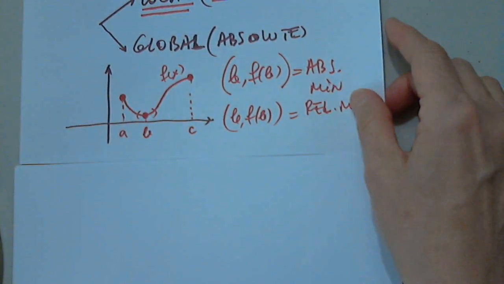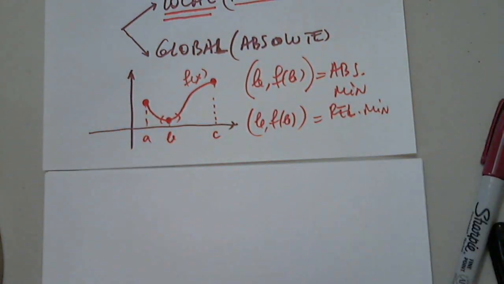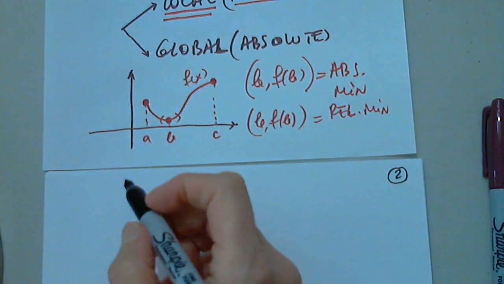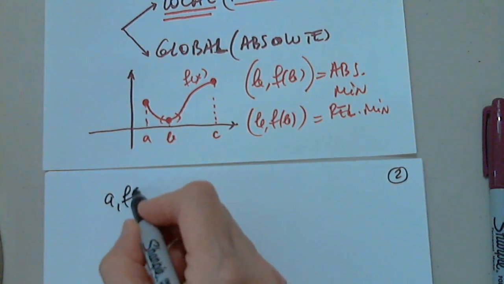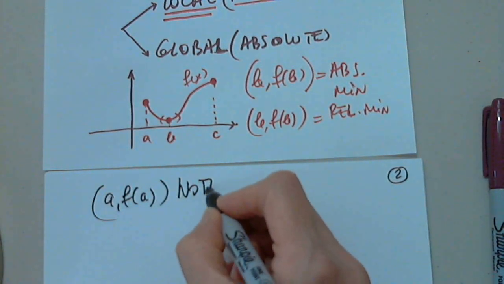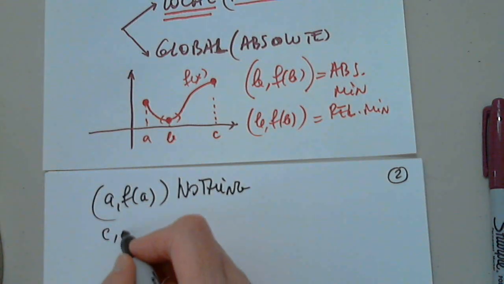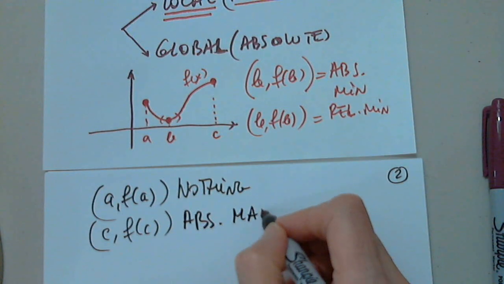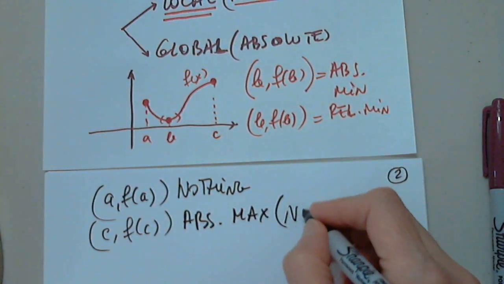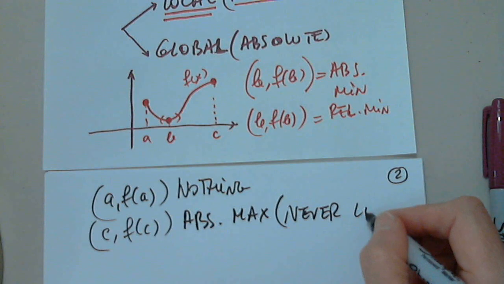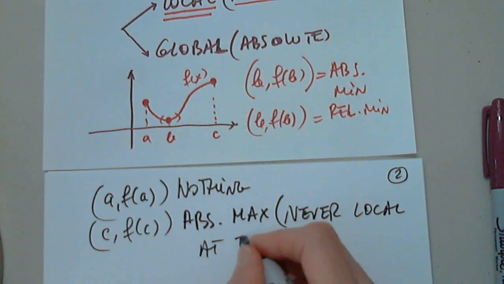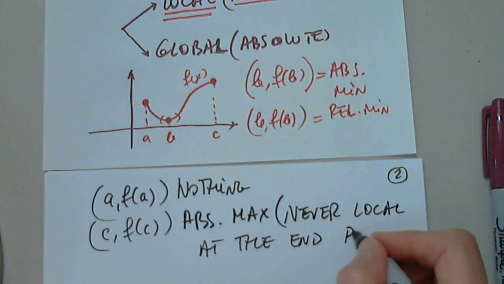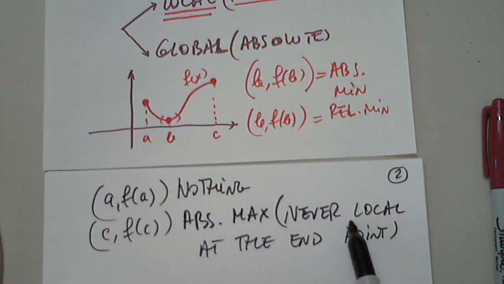So I'm going to write, that's my page 2. So a, f of a, nothing. c, f of c, absolute max. You don't have to write this. Never local at the end point. Never local or relative at the end point.